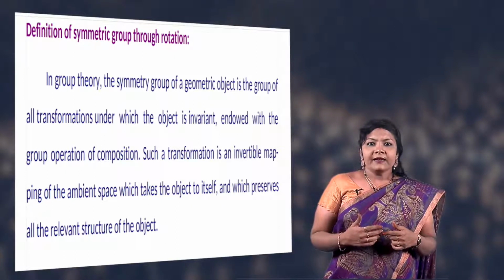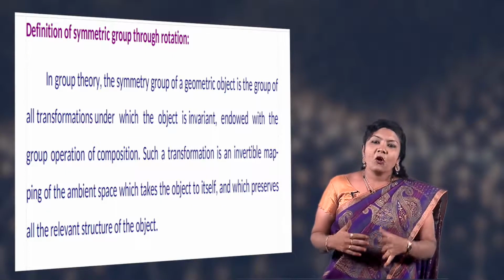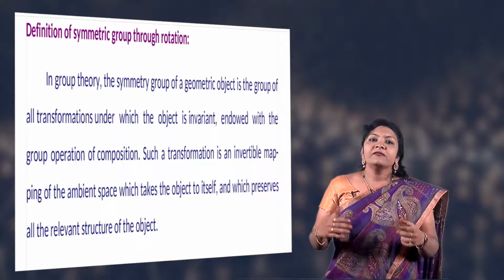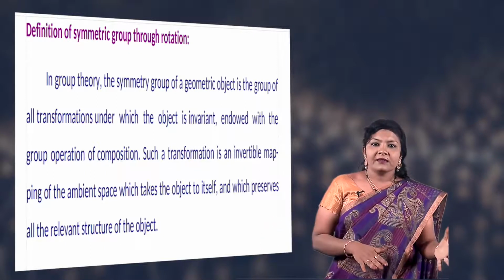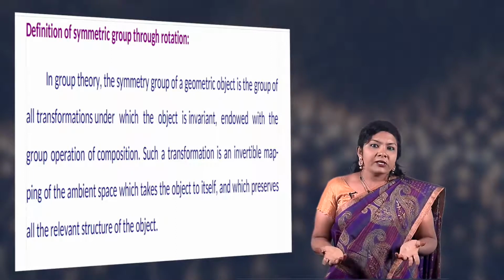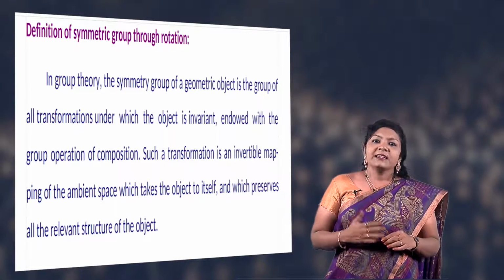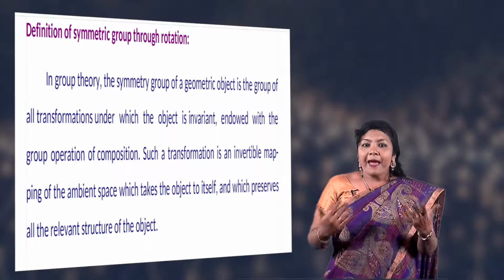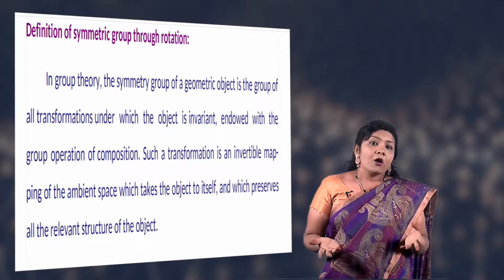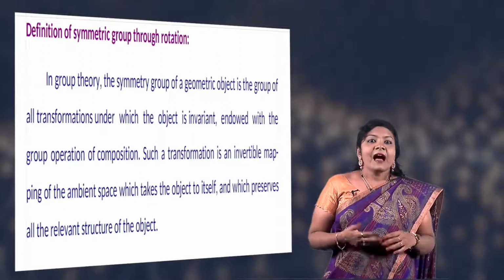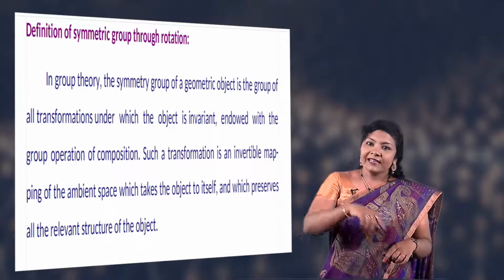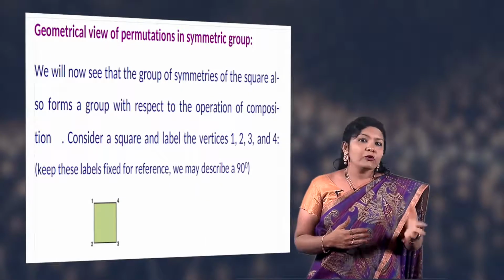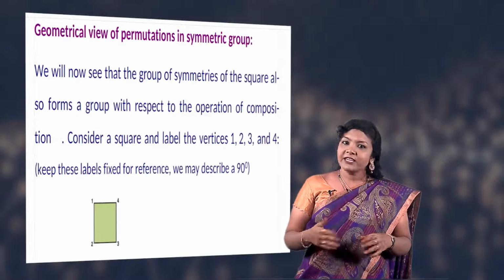Next is the definition of symmetric group through rotation. In group theory, the symmetric group of a geometric object is the group of all transformations under which the object is invariant, endowed with the group operation of composition. Such a transformation is an invertible mapping of the ambient space which takes the object to itself and which preserves all the relevant structure of the object.